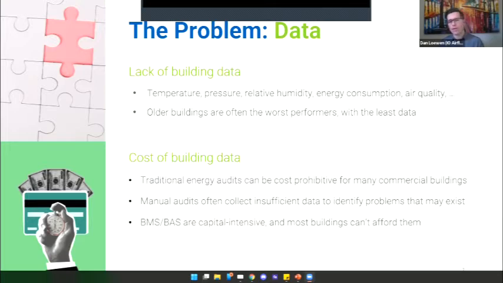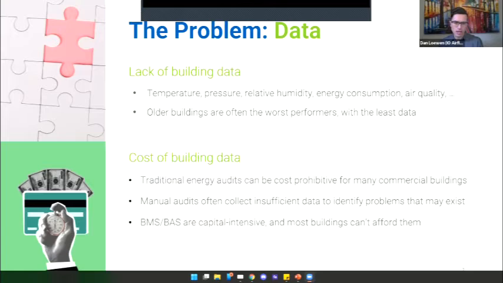The other part of the problem with the data is the cost of that building data. So traditional audits can be cost prohibitive for many commercial buildings, especially the Class C buildings of the world, which comprise the majority of the building stock. Much of that will be around for the next 50 years and beyond. So it's important to make the data accessible and cost effective.